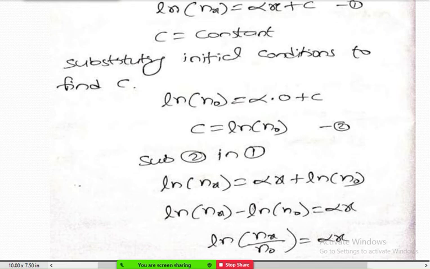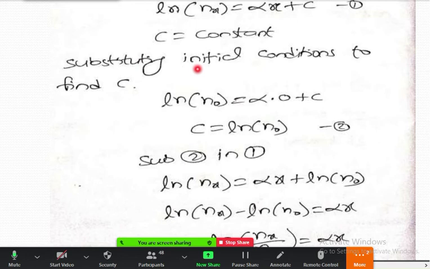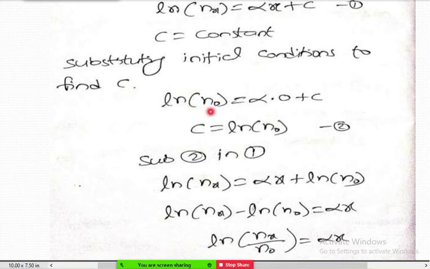So substituting the initial conditions to find c value. That means at x is equal to 0, nx is equal to n naught. In this equation, ln nx is equal to alpha x plus c, that is the equation we have got. In that equation, we are substituting the initial conditions, x is equal to 0 and nx is equal to n naught.